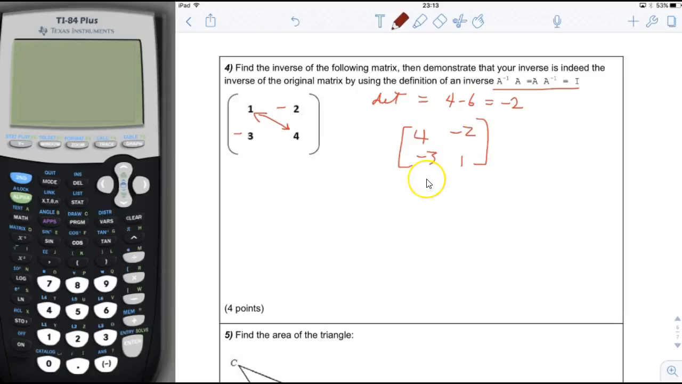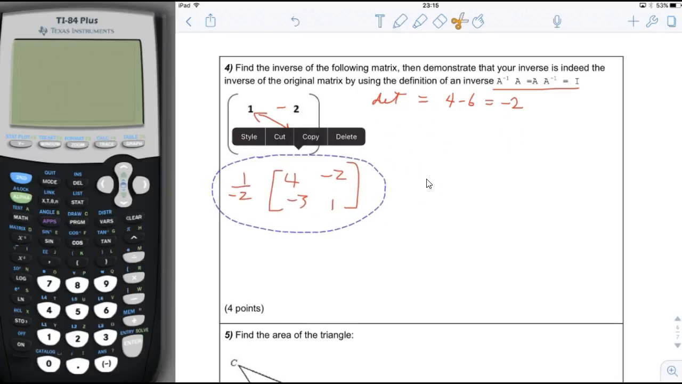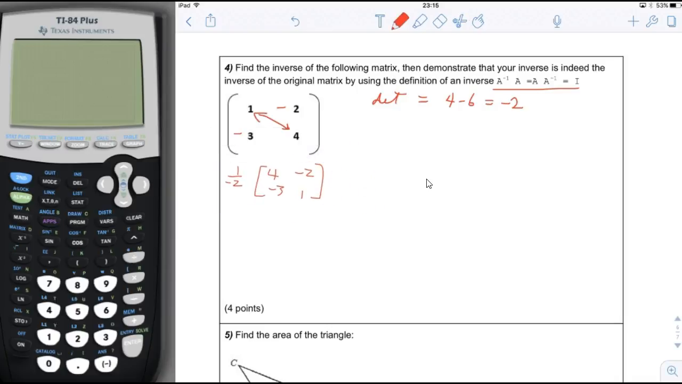Now that I have the adjoint, I'm going to multiply the adjoint by a scalar. The scalar I'm going to multiply by is 1 over the determinant, negative 1/2. Now I'm going to just move this over to the side so I can do a few operations on it. For example, I'm going to do scalar multiplication of negative 1/2 times each one of these numbers.